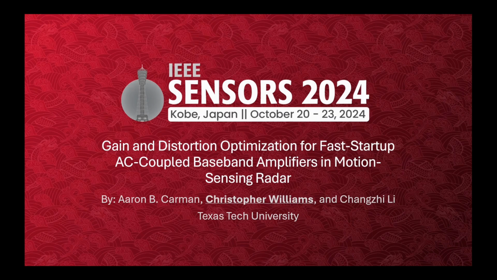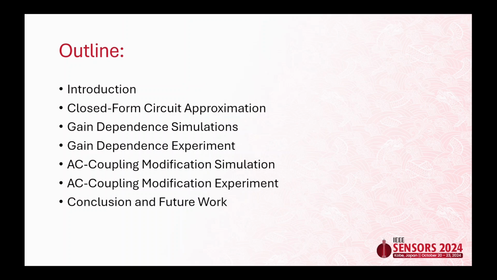Like was mentioned in that little blurb just now, we're going to be focusing on the baseband processes of Doppler radar for this talk. For an outline of my presentation, we'll go through a brief introduction on the types of scenarios we're talking about, the types of basebands, coupling, and consideration you have to give there, followed by the closed form approximation of our new architecture that we're proposing here, and then gain dependence and AC coupling experiments and validation.